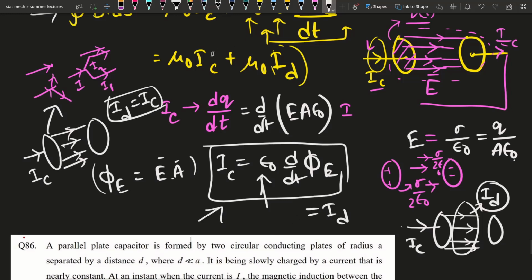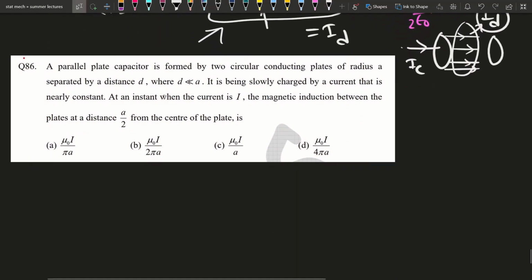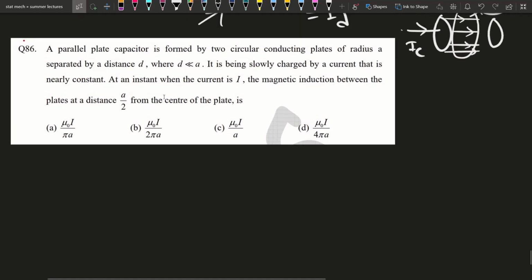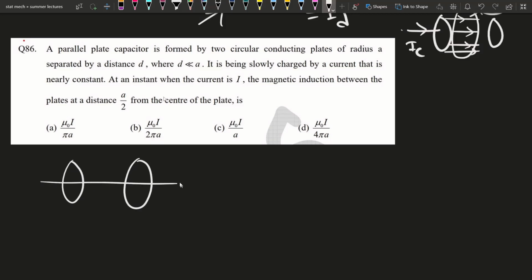This is a very important concept, and you can understand and justify it by solving this problem, which appeared in a previous year's question in the CSIR NET exam. We have two circular conducting parallel plates of radius a, at a distance d, where d is very small compared to the radius of the circular plate.